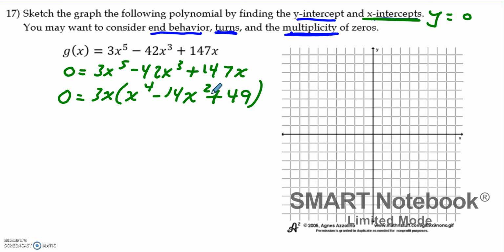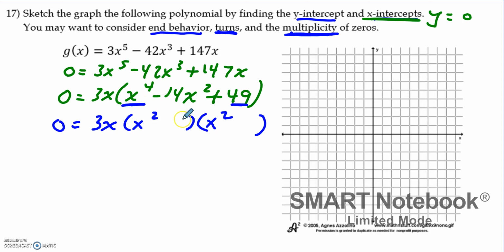Okay. So the question is, can I continue to factor this? Well, here's what I notice. x to the 4th and 49 are both perfect squares. So let's see if we can keep factoring this. x squared times x squared is x to the 4th. 7 times 7 is 49. And to combine to be a middle term of negative 14x squared, I could have negative 7x squared and another negative 7x squared, and that would be negative 14 if I FOILed this back out. So here's how it factors.